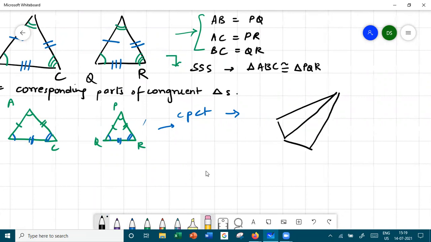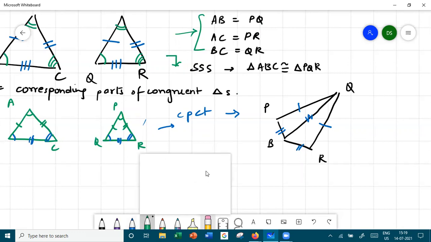Okay, so this is what is there in our figure also, right? This is P, B, R, and Q. Okay, so now I said that this is equal to this, then I said that this is equal to this, and I said this is the common side, so it is obviously equal, right? Okay, now can you tell me which are the parts which I can say are equal to each other?